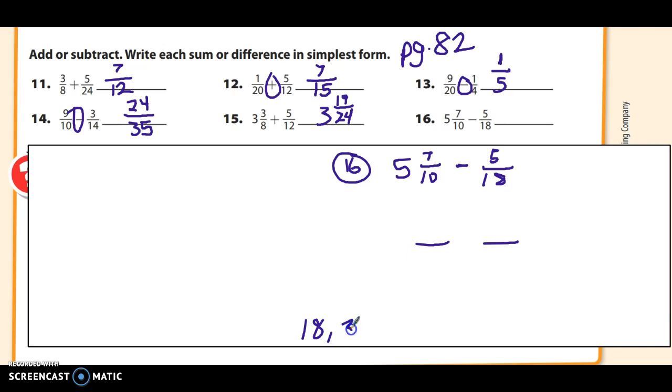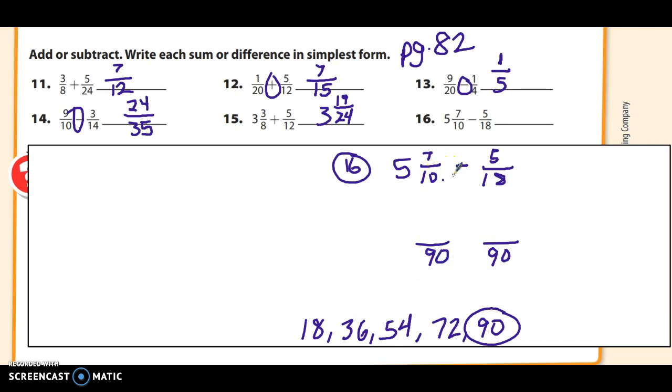18, 36, I think it's 54, 72, 90. I think that's right. Actually, not 100% sure, but I think that's right. I do know, this one I am sure of, I do know that 18 goes into 90. And I do know that 10 goes into 90. And so I know the LCM is 90.